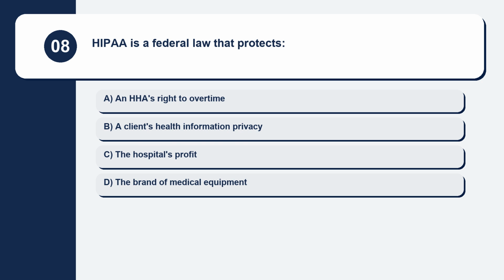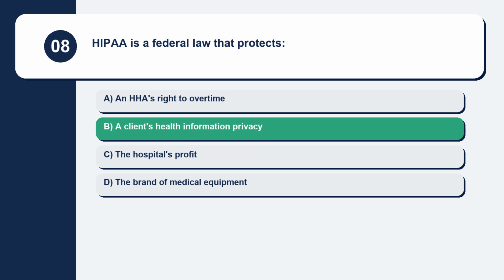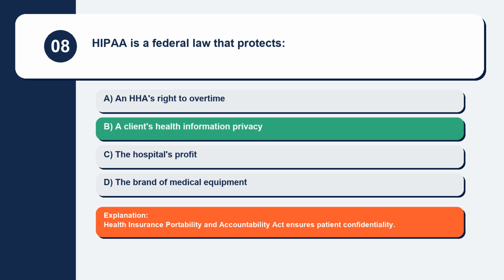Question 8. HIPAA is a federal law that protects: an HHA's right to overtime, a client's health information privacy, the hospital's profit, or the brand of medical equipment. The Health Insurance Portability and Accountability Act ensures patient confidentiality.